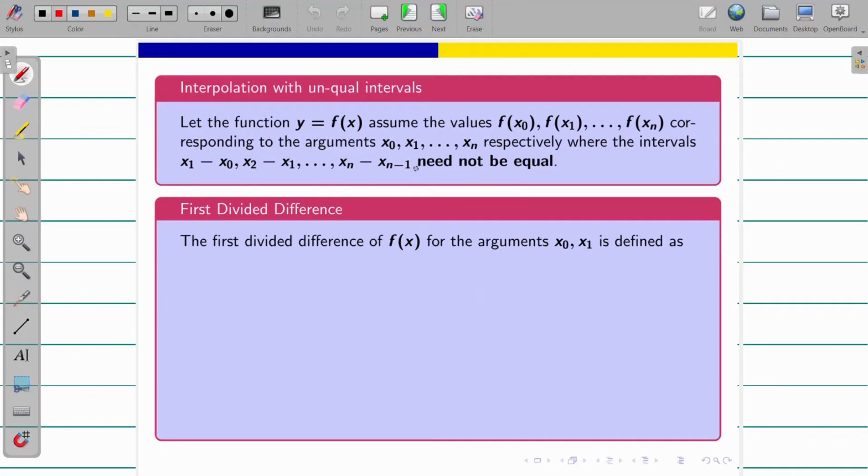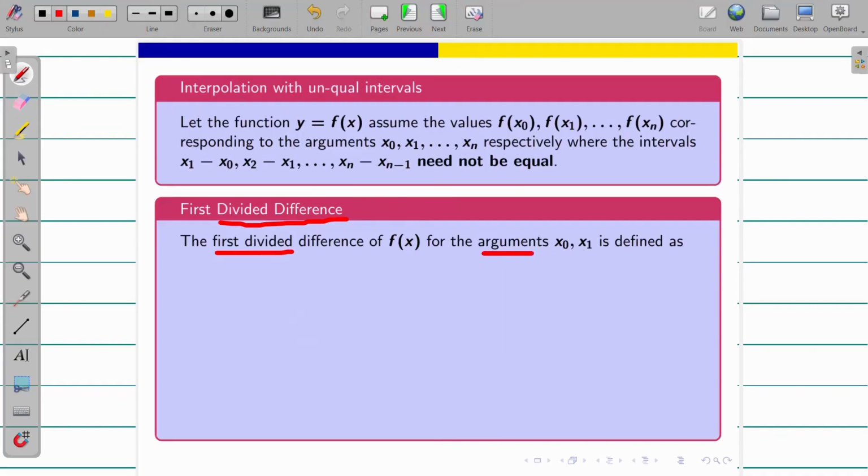In the equal interval, we use the forward and the backward difference concept. But in unequal interval, we are going to deal with divided difference. That is what I'm going to define now. The first divided difference, how to define it?